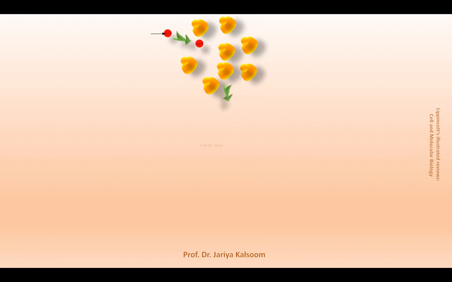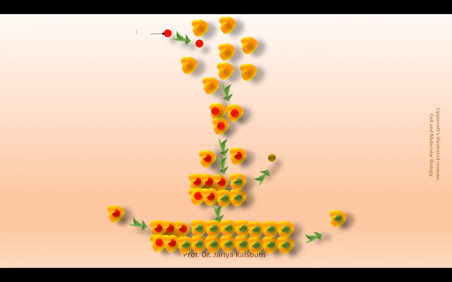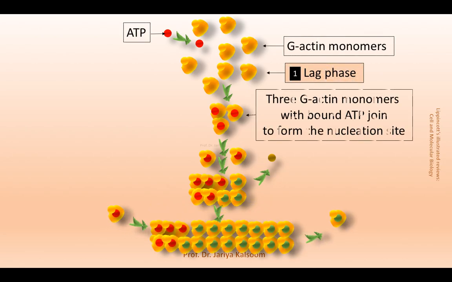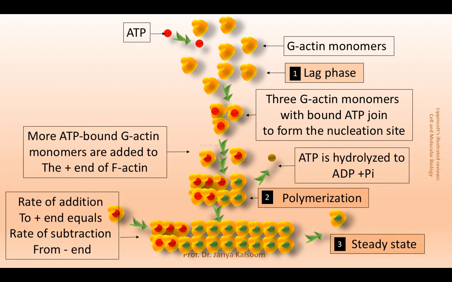Formation of F-actin polymers consists of a lag phase when three G-actin subunits with bound ATP join to form a nucleation site. Then new ATP bound G-actin subunits are added to it. This forms the plus end. ATP is hydrolyzed to ADP, and this is the polymerization phase as the new subunits are being added. Finally, a steady state is reached when the rate of addition at the plus end equals the rate of subtraction at the minus end.